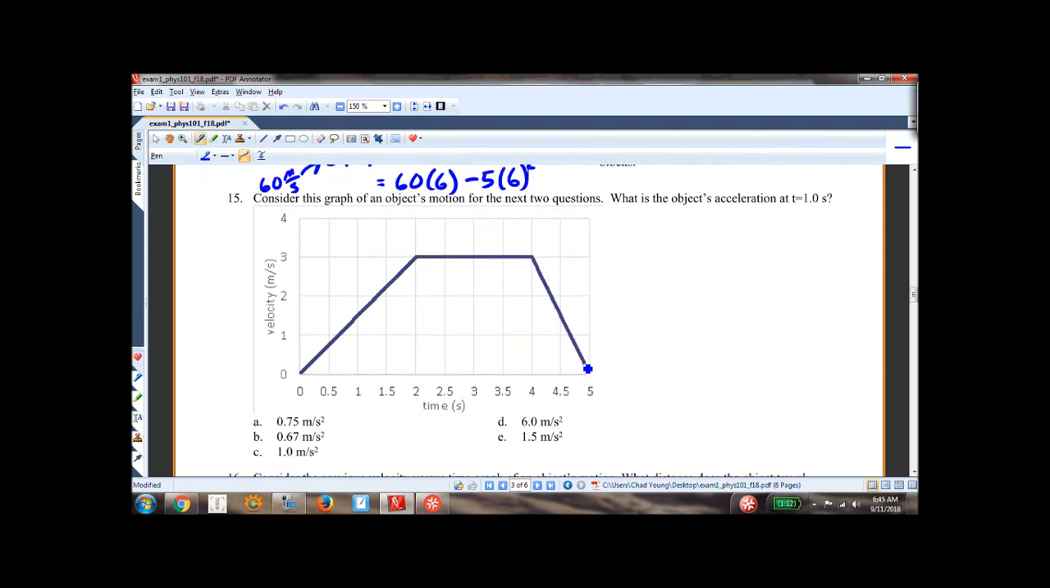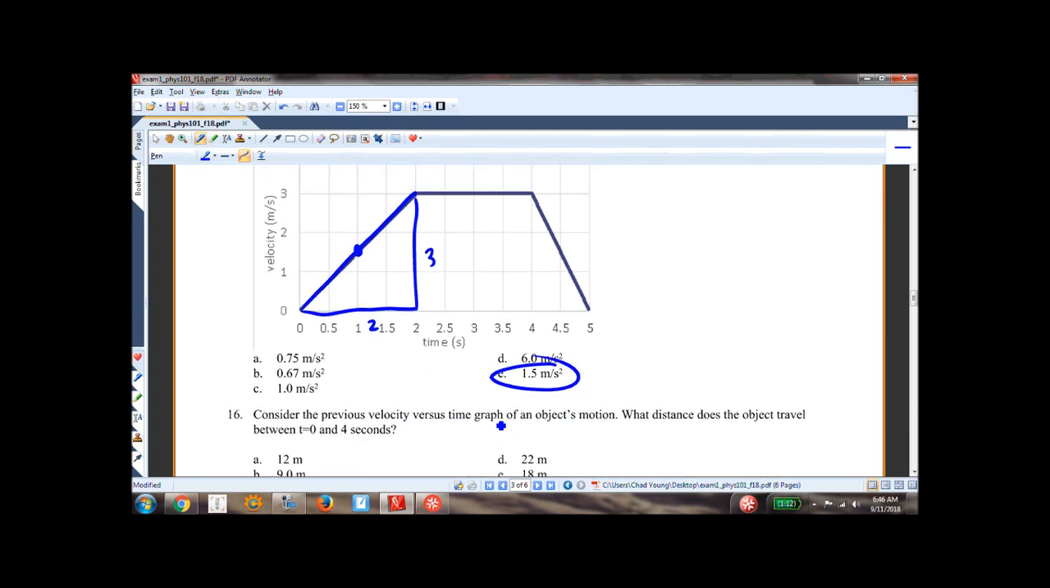And now 15 is for a couple of questions. What is the object's acceleration at t equal 1 second? I'm looking for the acceleration at this point, which is the slope of this line. So there's my run, there's my rise. My rise is 3, my run is 2. Rise over run is 3 over 2, or 1.5 meters per second squared.